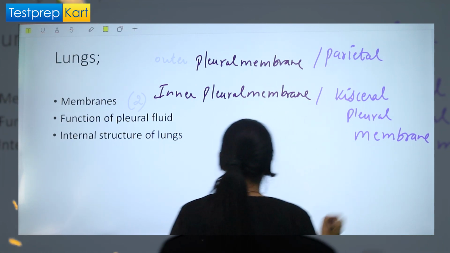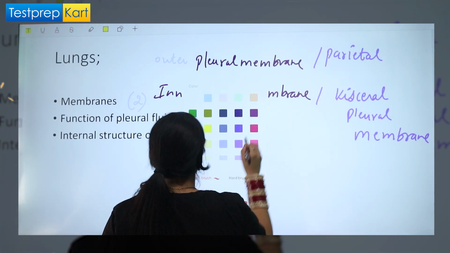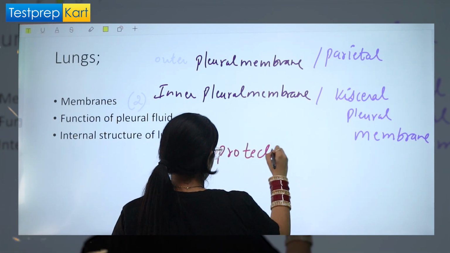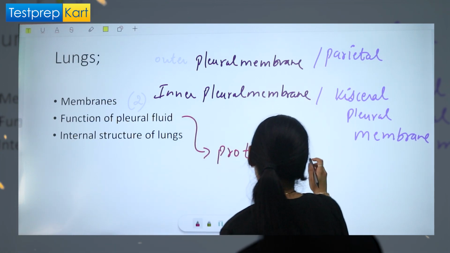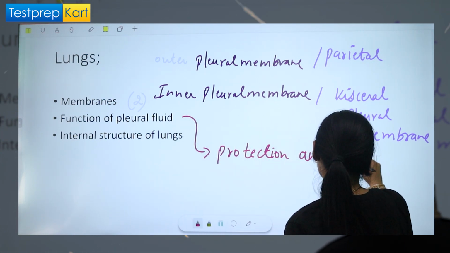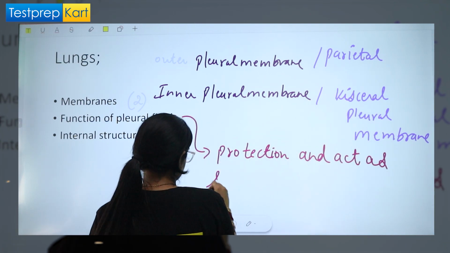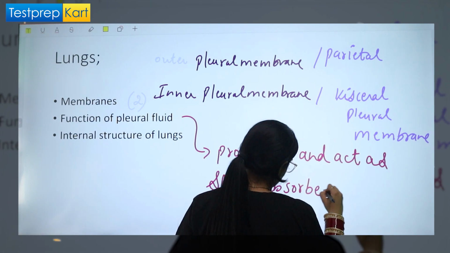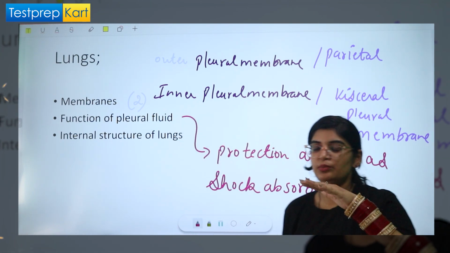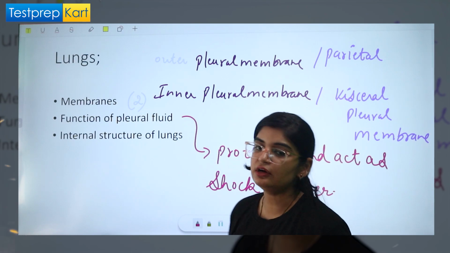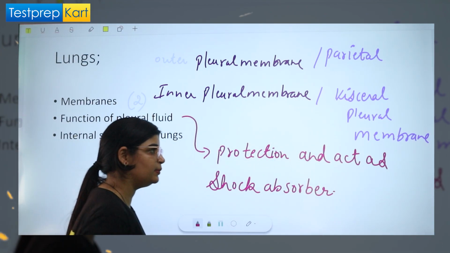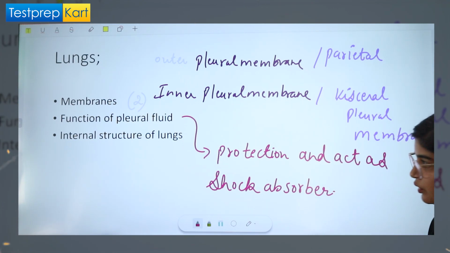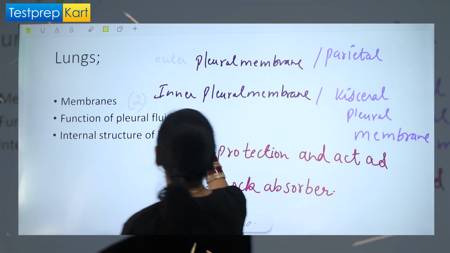So we can say that the function of the pleural fluid is basically protection and to act as shock absorber, and also to reduce the friction. When one pleural membrane slides over the other, it will prevent the friction at that time, and help in efficient functioning of the lungs. So this is all about the function of the pleural fluid, which is present in the pleural cavity.